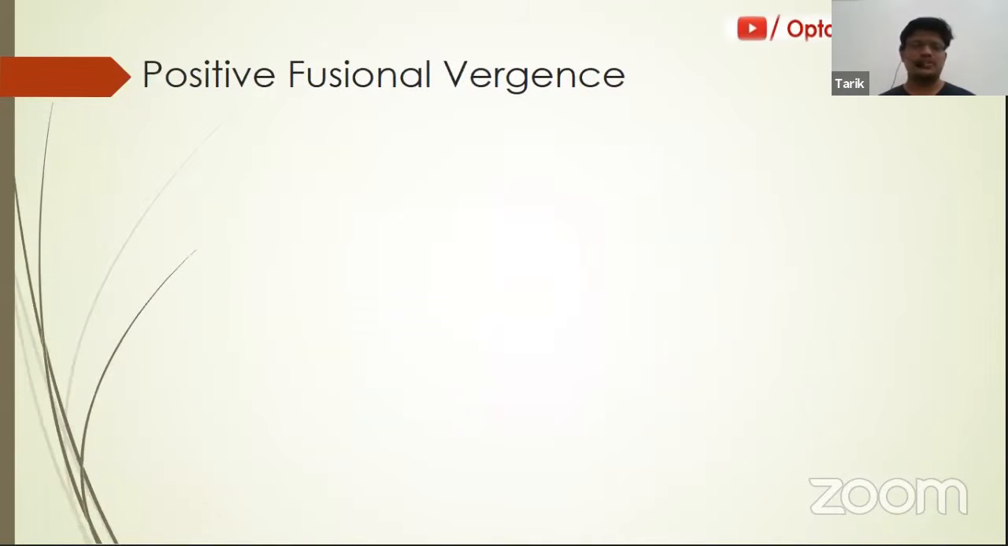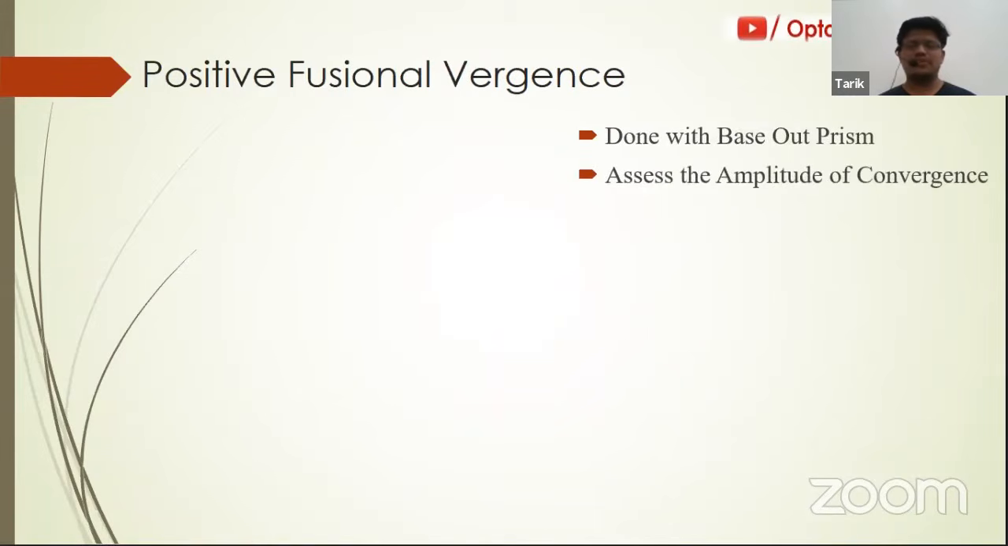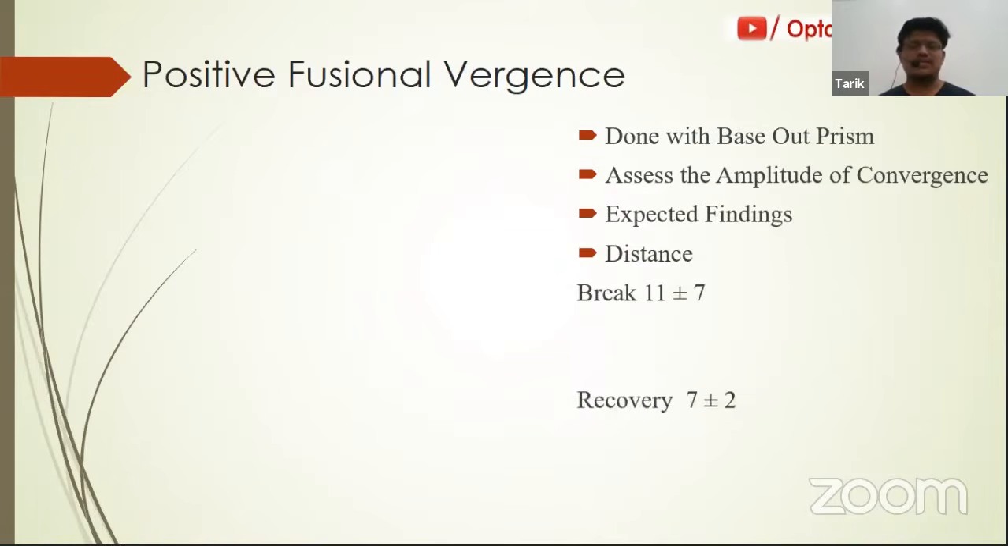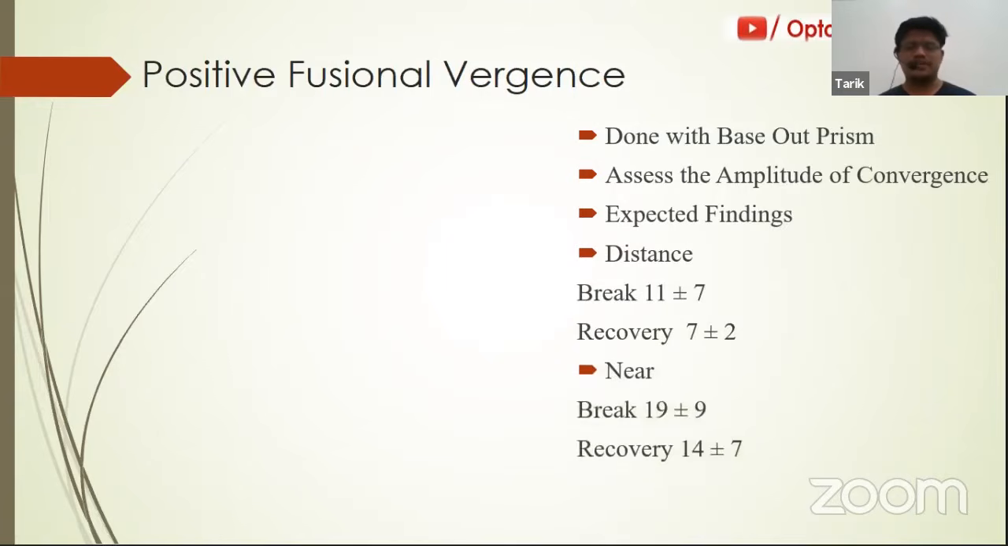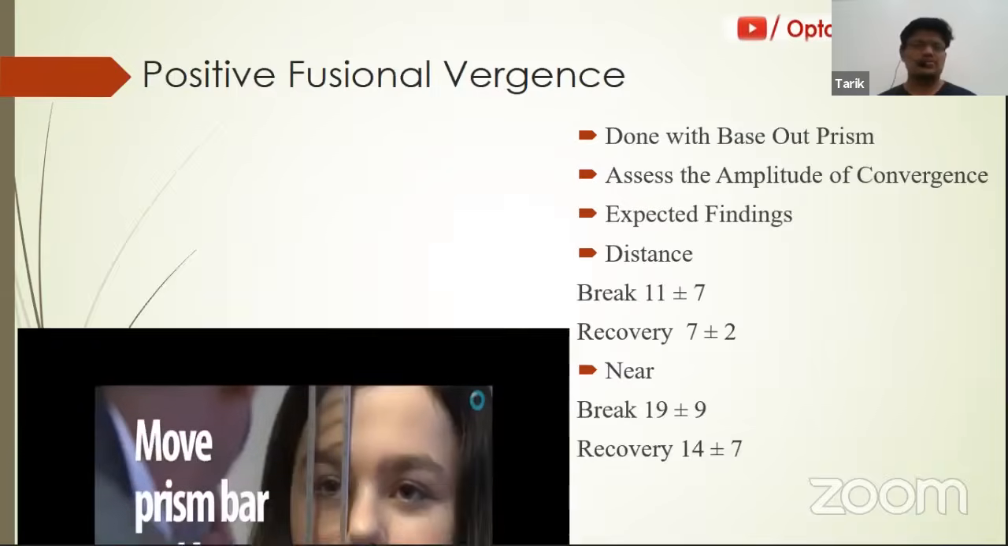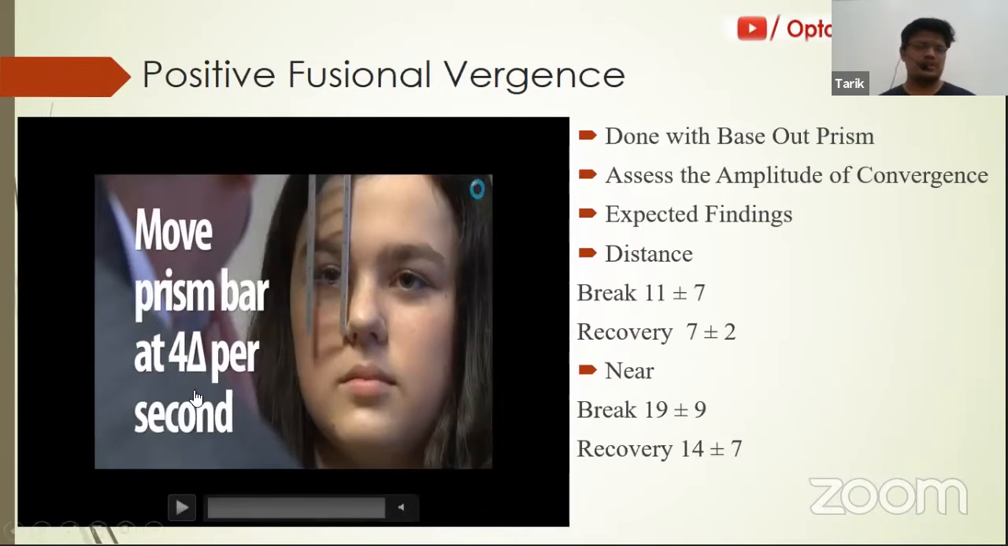Coming on to positive fusional vergence, it is done with your base out prisms and assesses the amplitude of your convergence. Expected findings are, for distance, 11 plus or minus 7 and recovery at 7 plus or minus 2. For near, you generally get a value of 19 plus or minus 9 and a recovery of 14 plus or minus 7. So these are the values which we generally expect. Here is one video which will show how we take it for near.